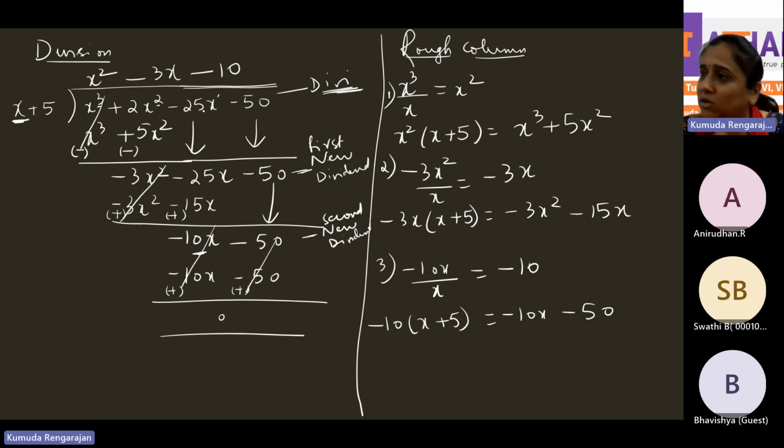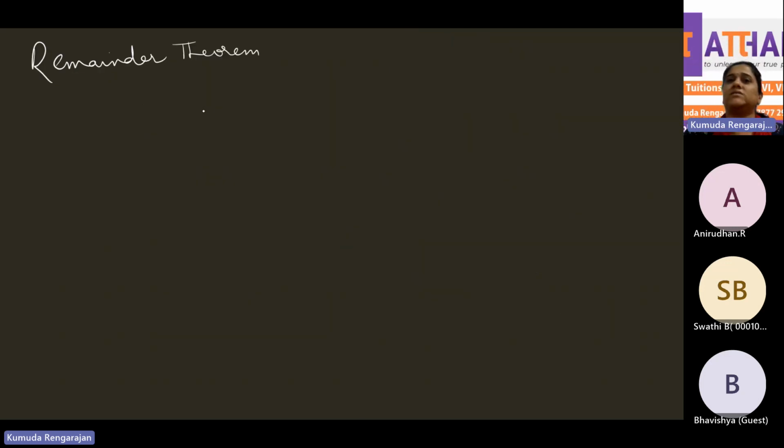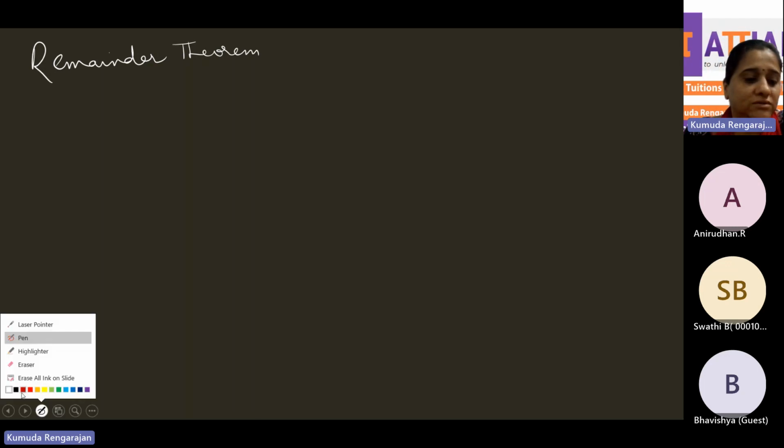If you want only the remainder, you can use the remainder theorem, because that will give you the remainder quickly, in less time. But there are some conditions. You cannot use the remainder theorem for any dividend polynomial and any divisor polynomial. So these are the conditions.